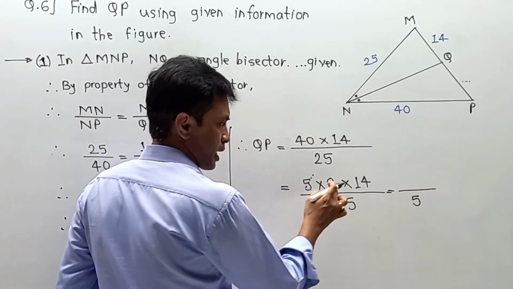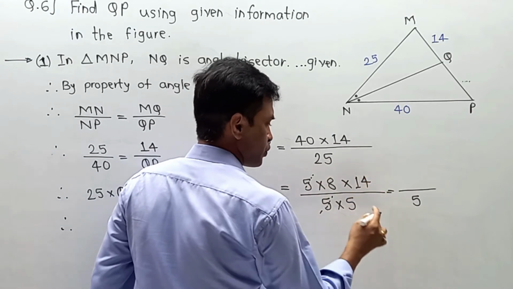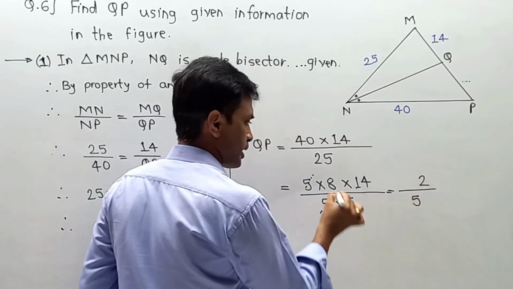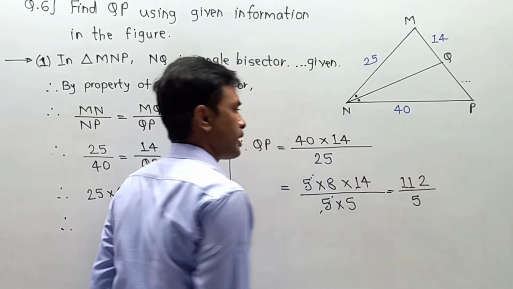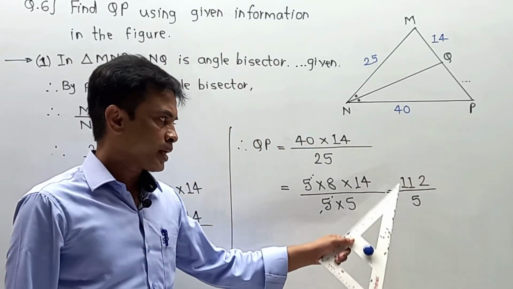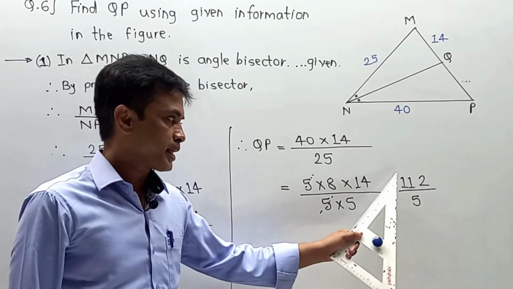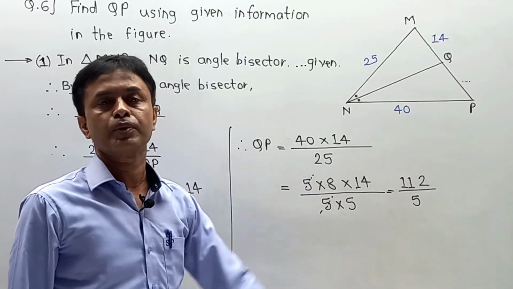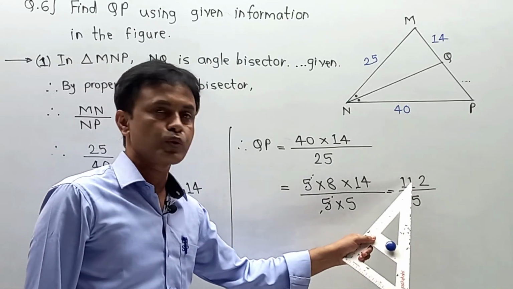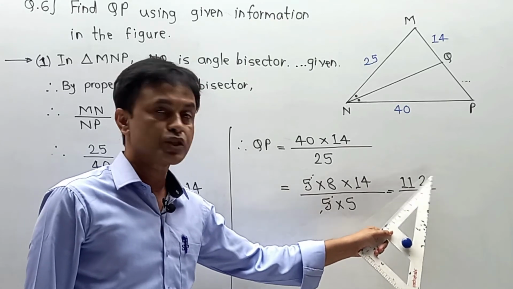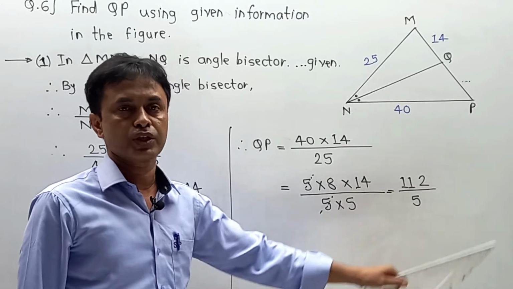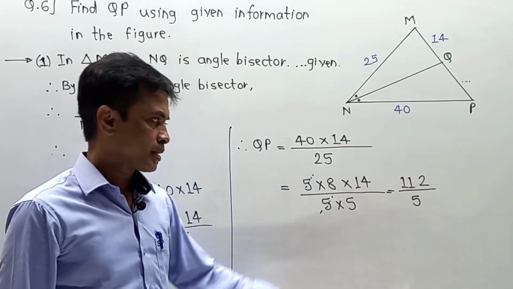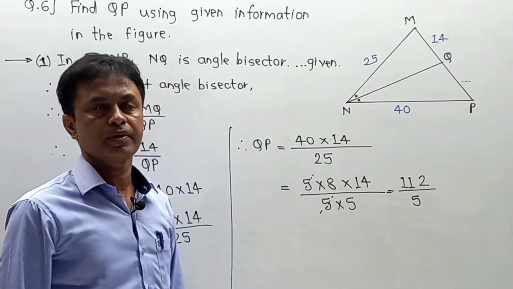Now here 8 into 14: 8 into 4 is 32, carry 3, 8 ones are 8 plus 3, 11, so 112 divided by 5. Now the first step, 112 divided by 5, you are doing actual division: 5 2s are 10, carry 1 means 12, 5 2s are 10, again carry 2, and 5 4s are 20. That will be the first part, dividing by 5 and making a simplification.